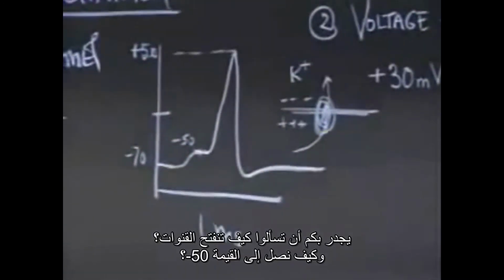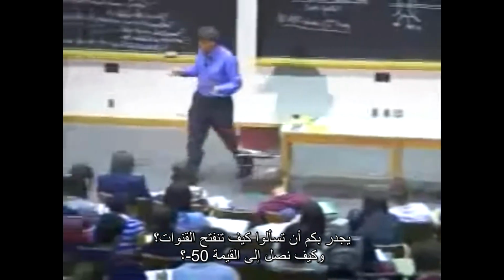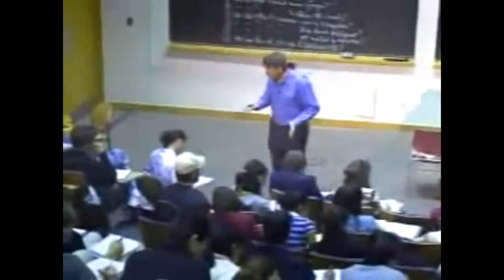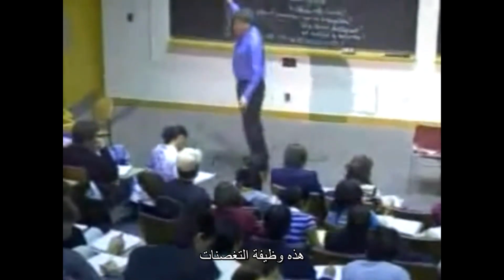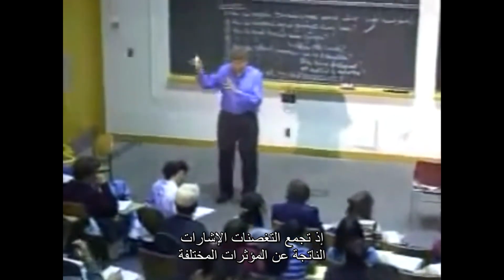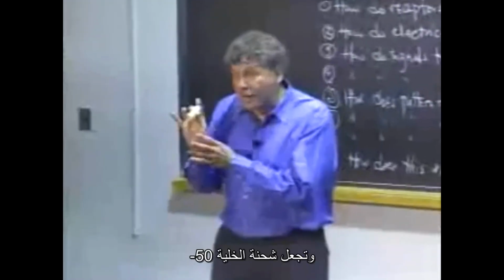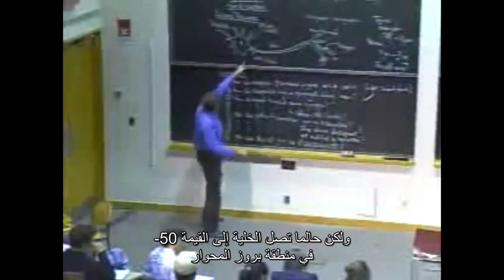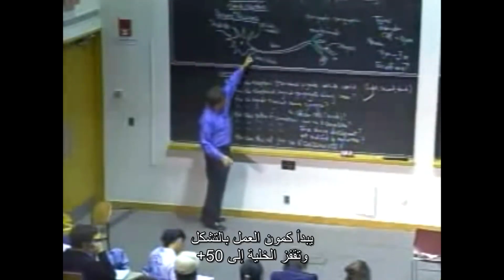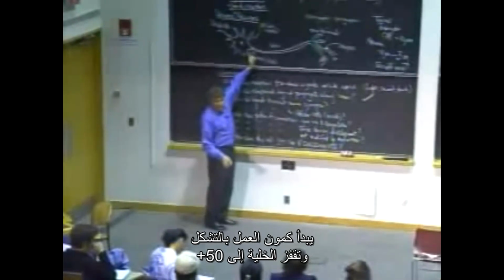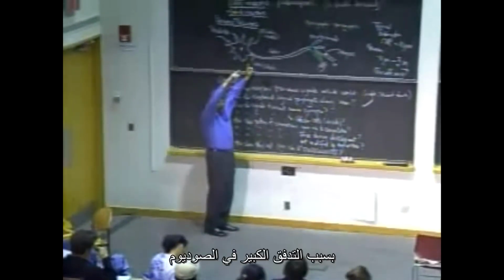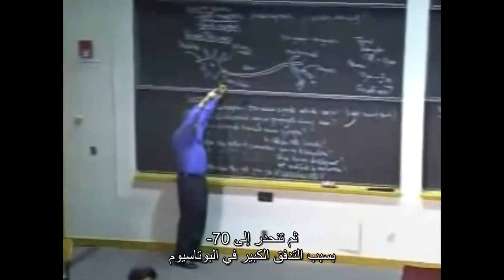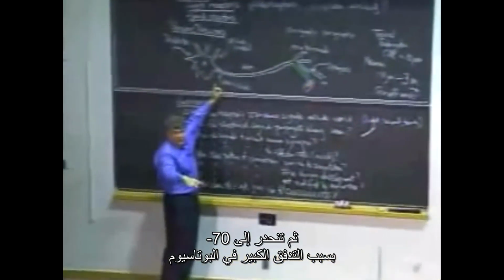Now, you have to ask, how did the channels get open in the first place? How did we get to minus 50? That's the work of these dendrites. The dendrites integrating a signal from all the things impacting on it will get the cell to minus 50. But once the cell gets to minus 50 at its axon hillock, bingo, the action potential fires. The cell zips up to plus 50 in a big rush of sodiums, and then zips down to minus 70 again in a big rush of potassiums.